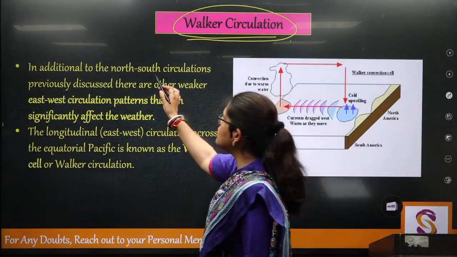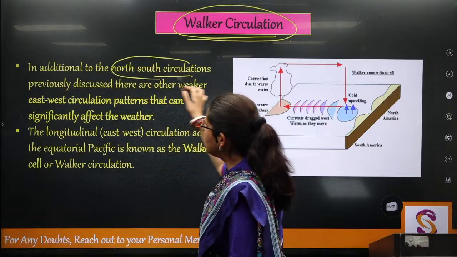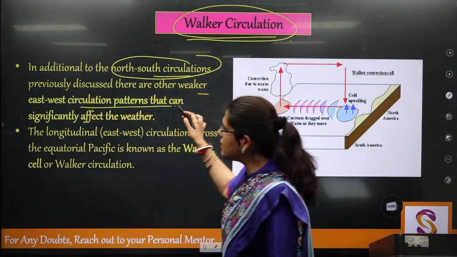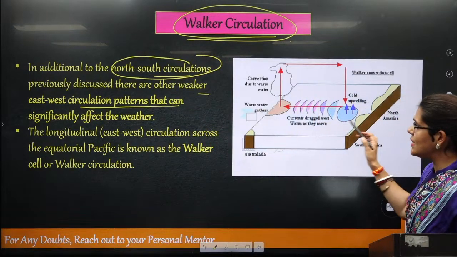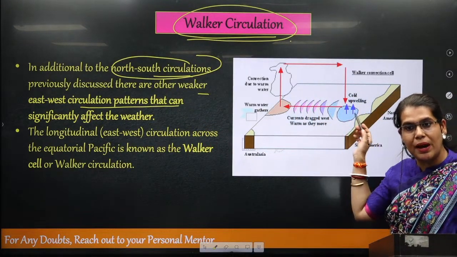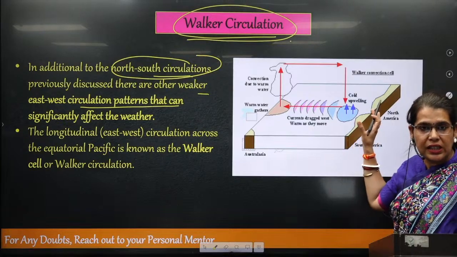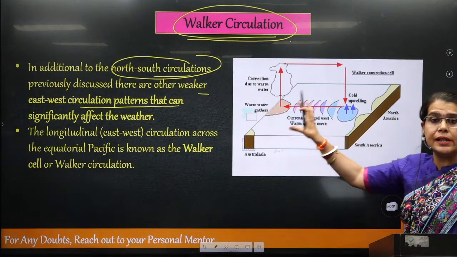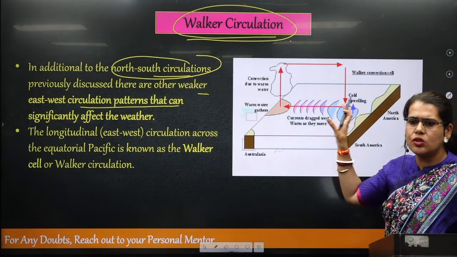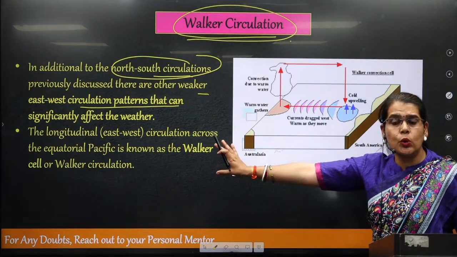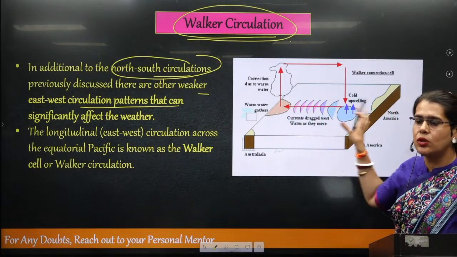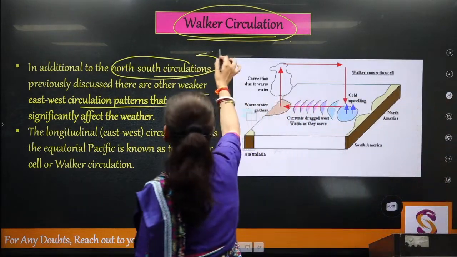Apart from the north south circulations previously discussed, there are other east west circulation patterns also, but these east west circulations also impact the weather conditions. These east-west circulations which are developed very prominently across Pacific, okay, and also the branch goes towards the Indian Ocean, this is called as the Walker cell. But here what will be the circulation? That the circulation would be east-west circulation.